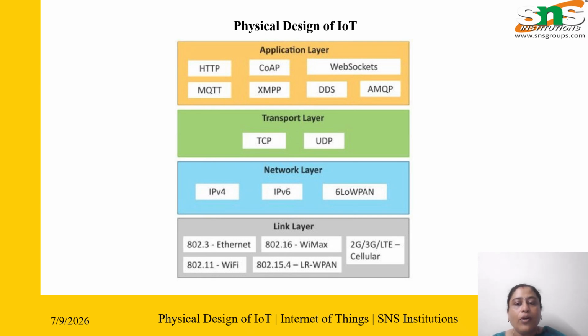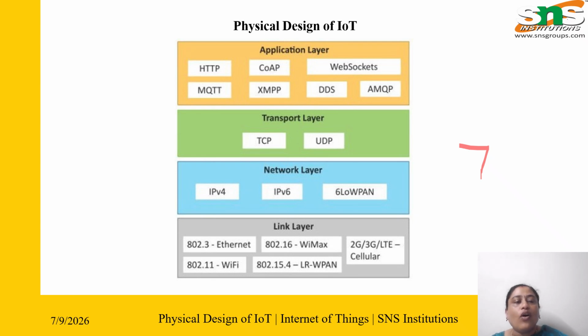When you talk about the TCP/IP or OSI layer model, it has 7 layers. You all remember the 7 layers in your OSI layer model. But when you take IoT, mainly we have 4 layers. The first one is the link layer. Next is the network layer, transport layer, and application layer. In short, I'll tell you the main thing that is happening in all these layers.